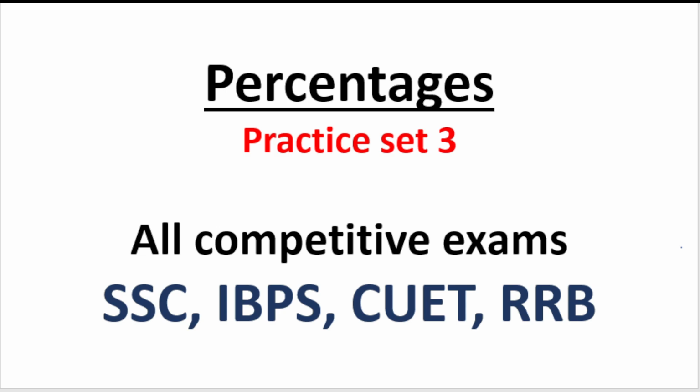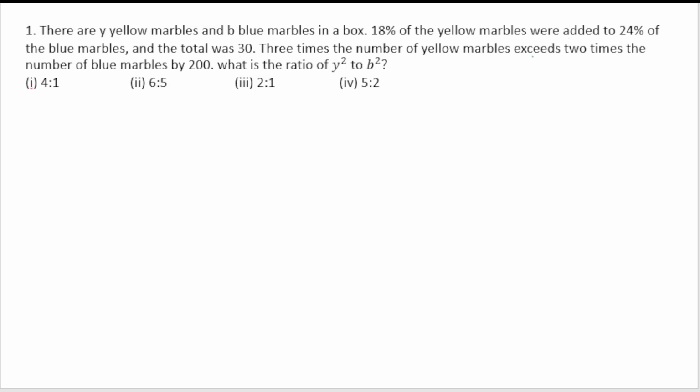Hi, in this video we will discuss another set of questions from the topic percentages. First one, there are Y yellow marbles and B blue marbles in a box. 18% of the yellow marbles were added to 24% of the blue marbles and the total was 30.